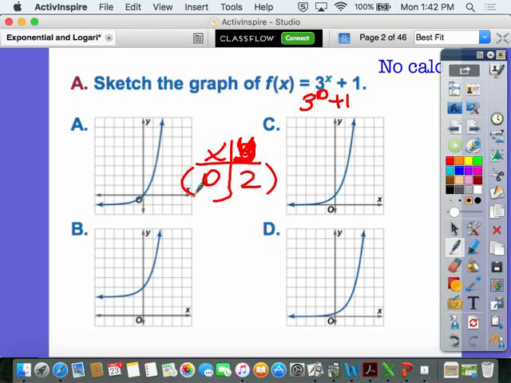So the point (0, 2) should have been on your curve, but none of these has (0, 2). But this one is the closest to this particular function. What types of functions are these? Exponential. And all exponential curves look basically how you see here. The reason this one is the closest is because an exponential graph, before you moved it up, down, left, right, stretched or compressed it, always crosses your y-axis at (0, 1).